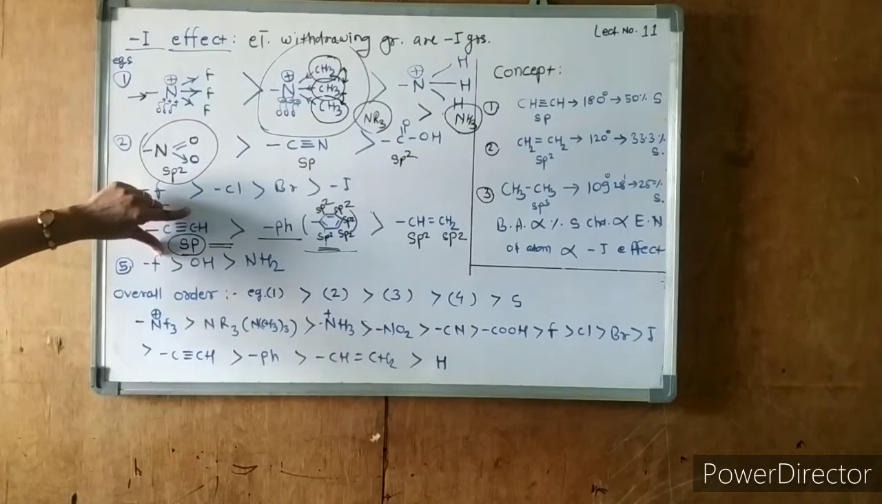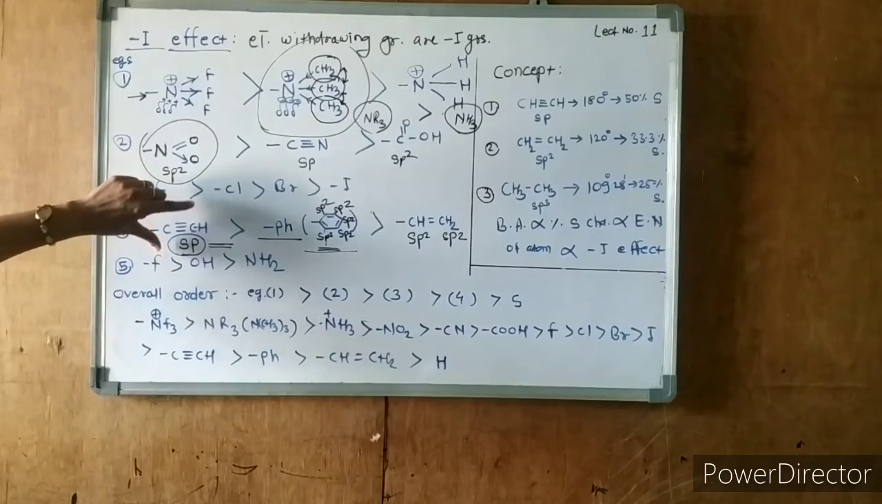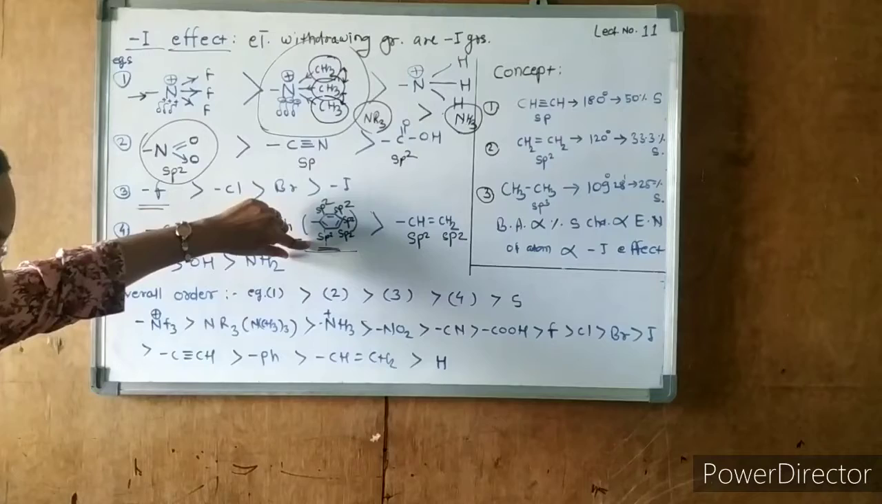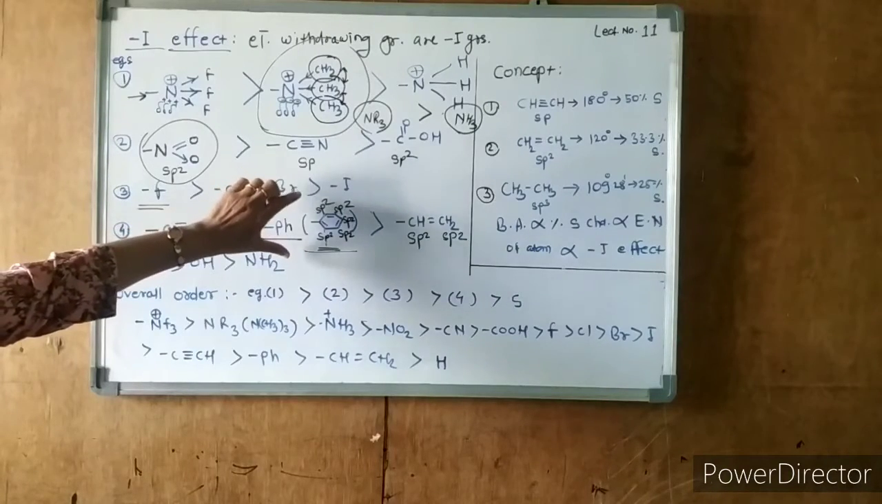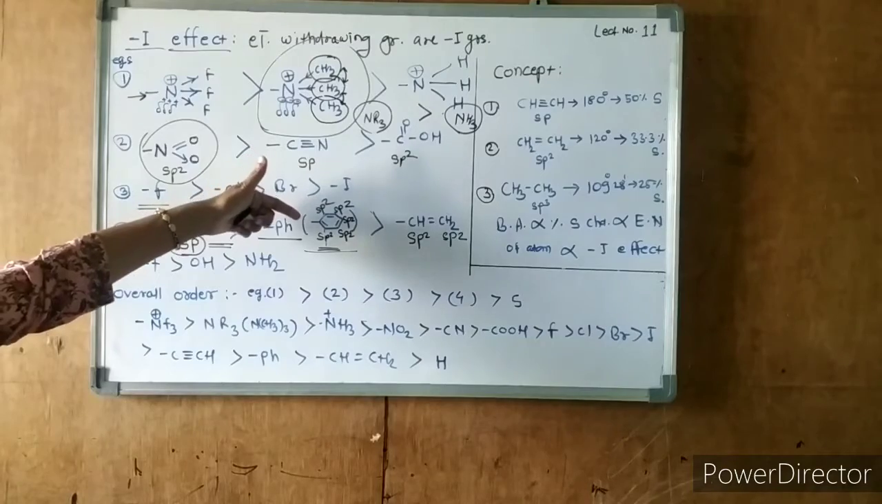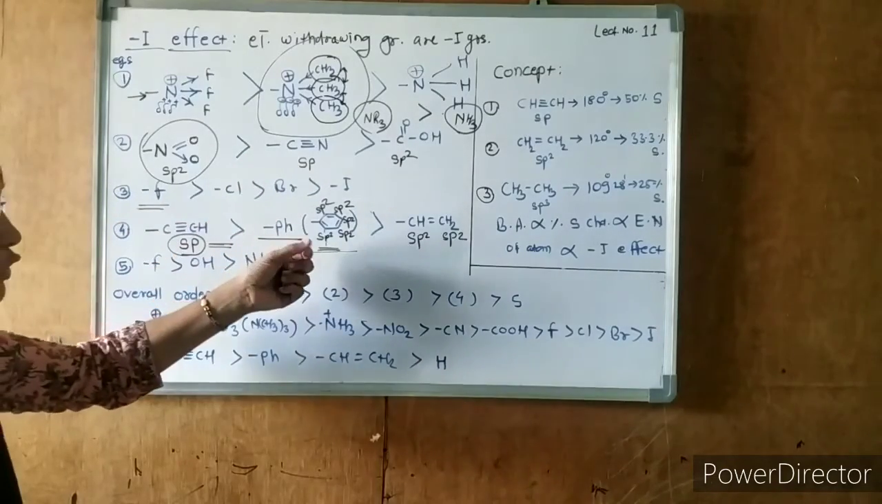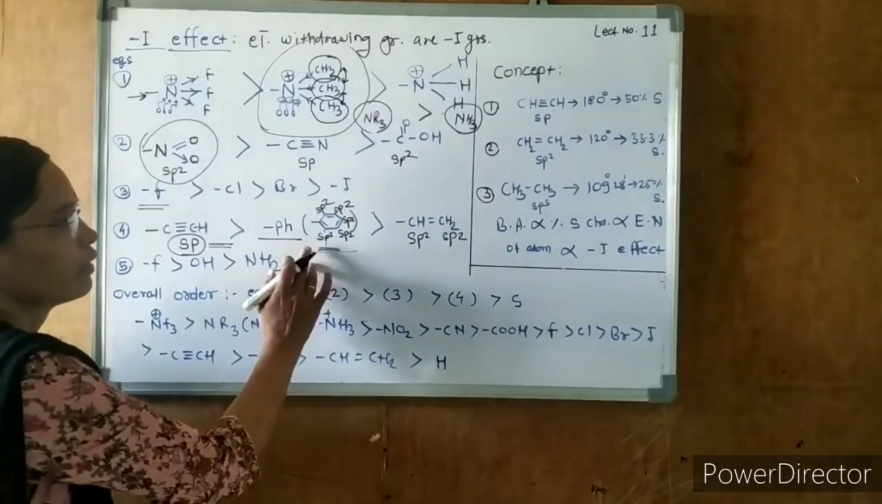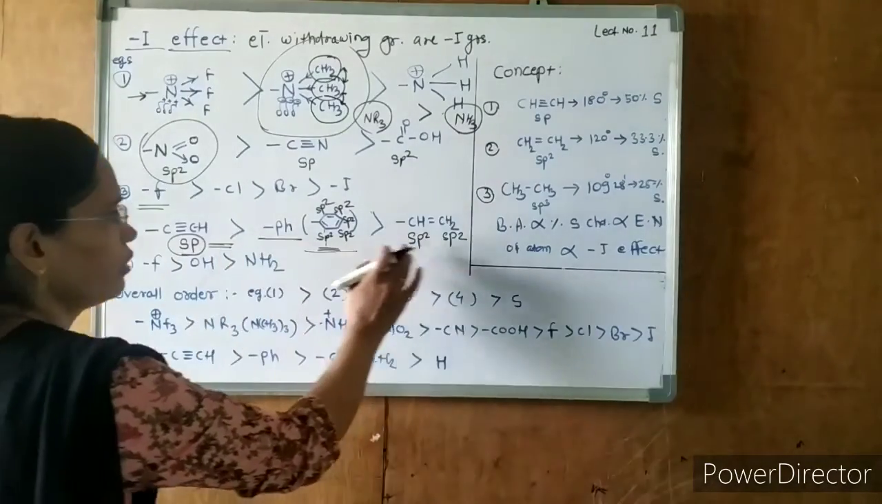Bond angle is 180 means the more electronegative atom is here, okay, and so it will show more minus I effect. And here the hybridization is sp2. Bond angle is 120, right? And it is directly proportional to the S character. S character is directly proportional to the electronegativity, which in turn is directly proportional to the minus I effect. This is the order for this.